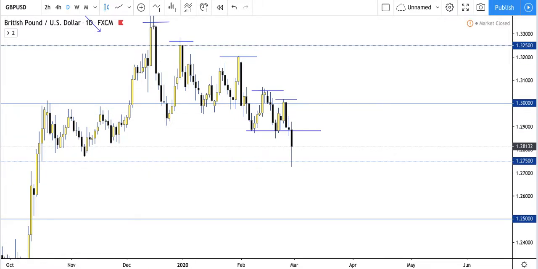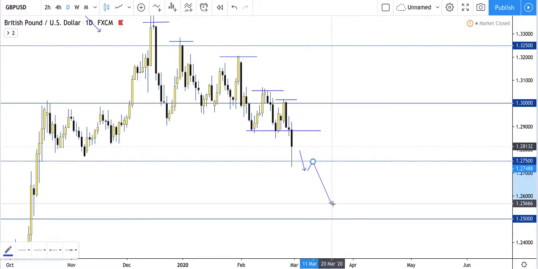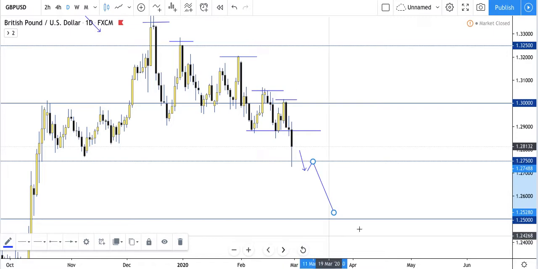So there's two scenarios that could play out on GBP USD. One of them is a daily closure below 1.275. Now, I'm not saying this will happen on Monday, but it could happen potentially later on in the week, where we have a closure below 1.275. If that occurs, I'd look for the retest and then a continuation back to 1.25 being our overall target.